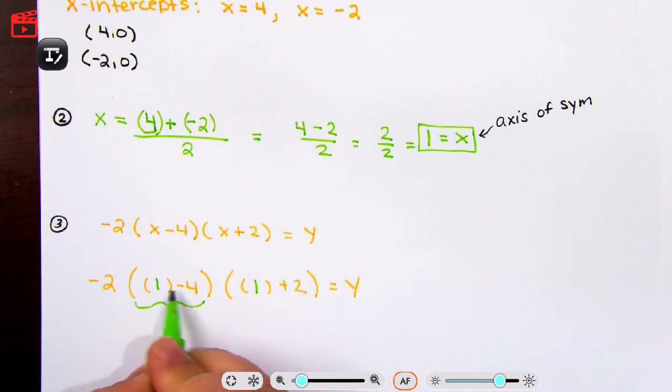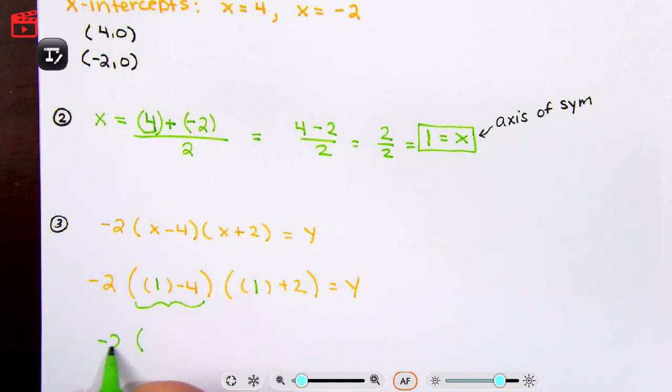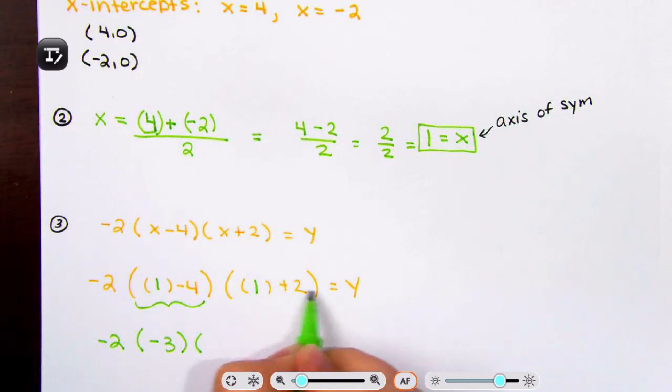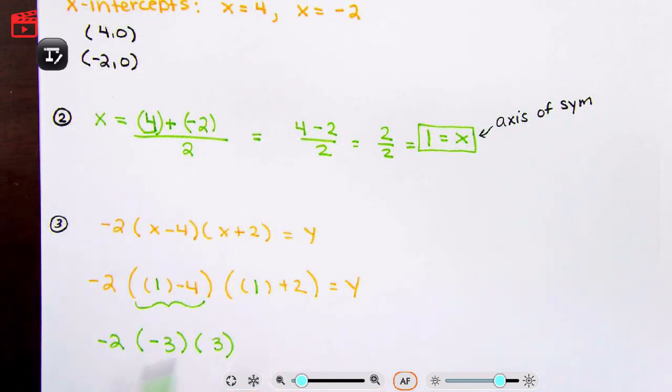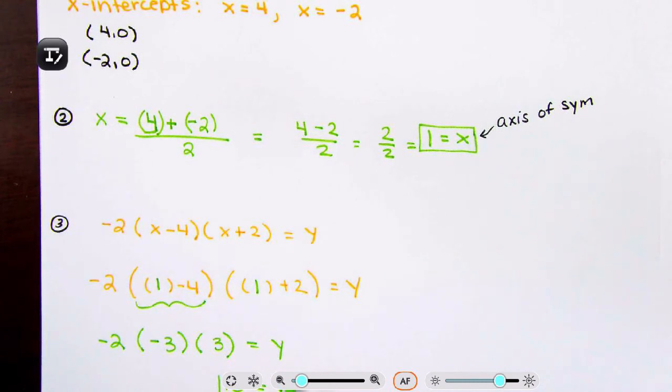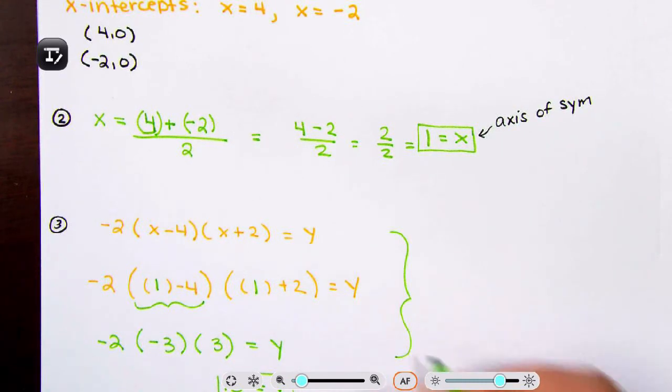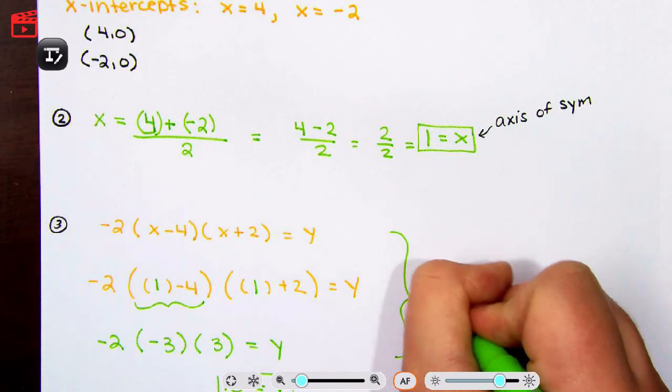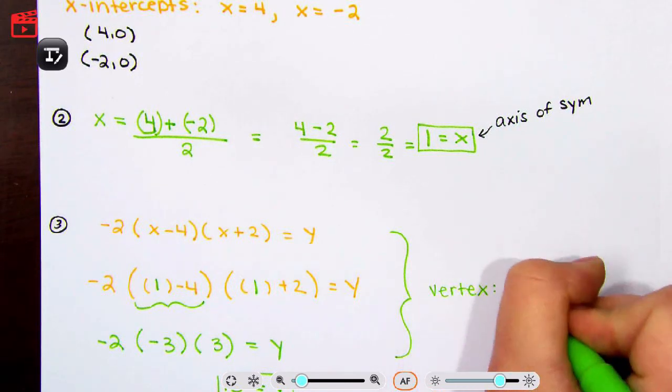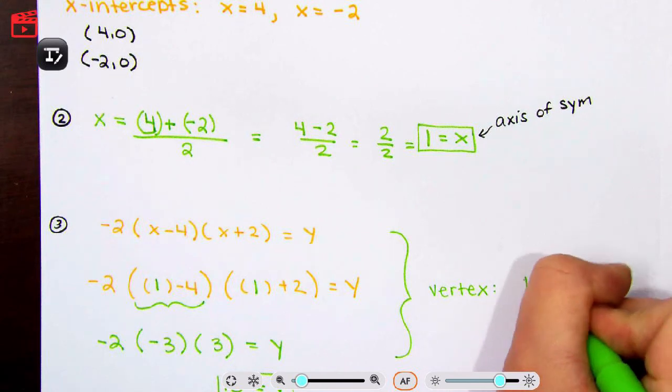So I have 1 minus 4. Oop, forgot my negative 2. 1 minus 4, that is negative 3. 1 plus 2, that is positive 3. So here I'm going to use my calculator and say negative 2 times negative 3 times positive 3. That gives us 18. So then vertex, again, 18 means nothing. What we have is our vertex at input of 1, output of 18.